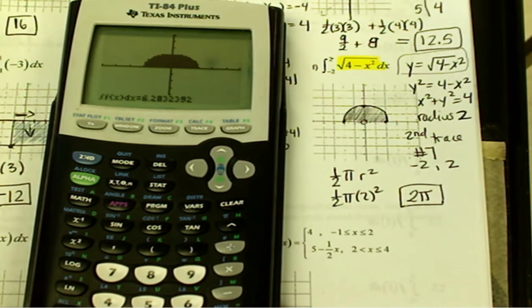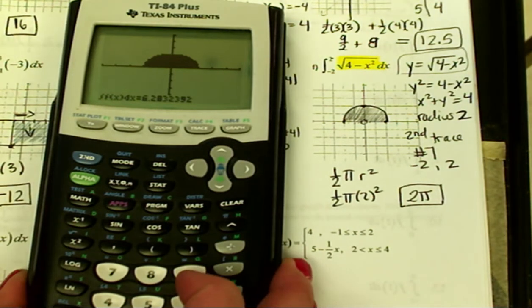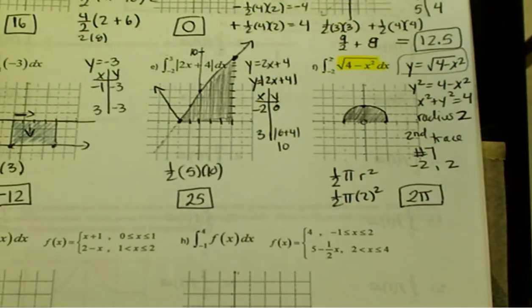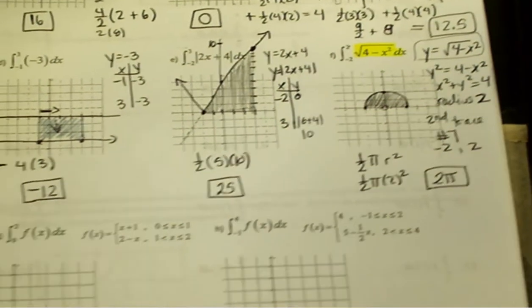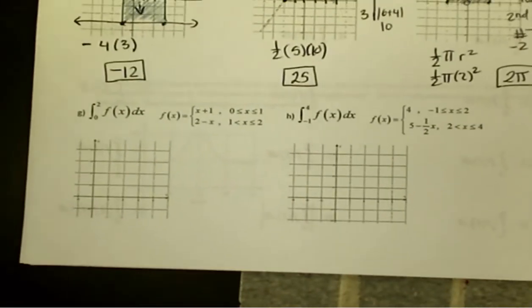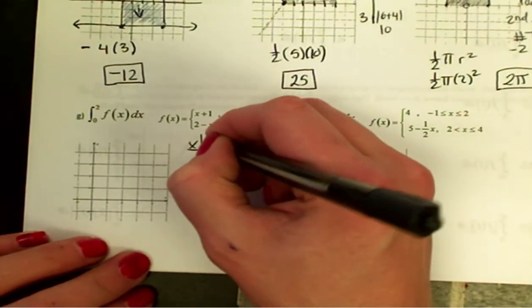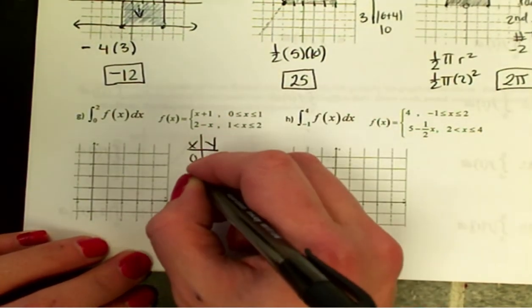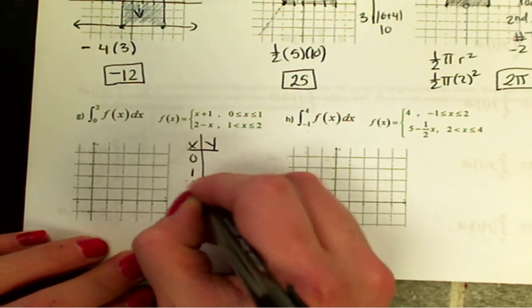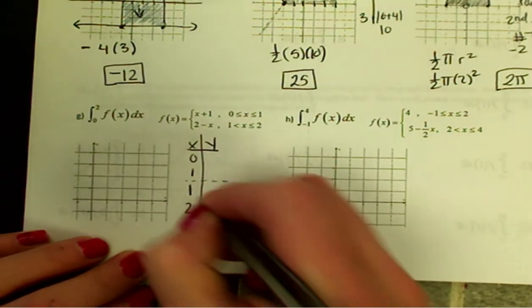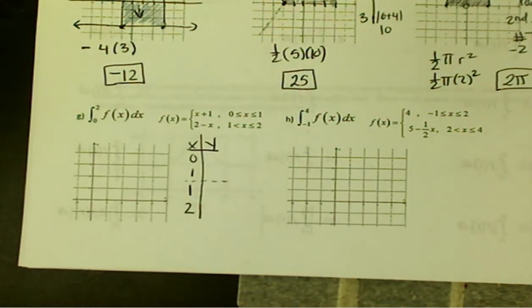All right. Let's try the next one. Oh, piecewise graph. Okay. Well, I'm going to give you a table of values to work with. See what you can do. 0, 1, 1, 2. Just graph both pieces. Graph both pieces and see what you end up with.